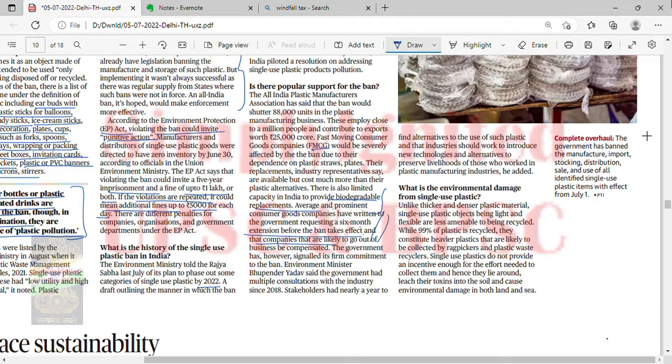The government has, however, signaled its firm commitment to the ban. The Environment Minister has said the government has had multiple consultations with the industry since 2018, had nearly a year to find an alternative, but that has not been found.